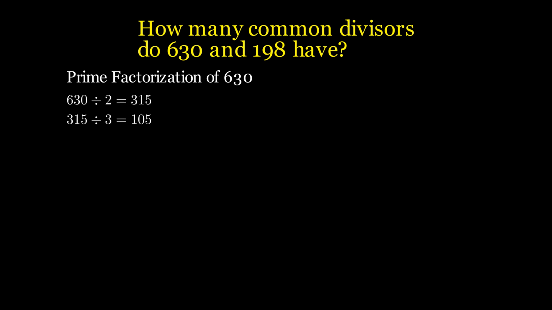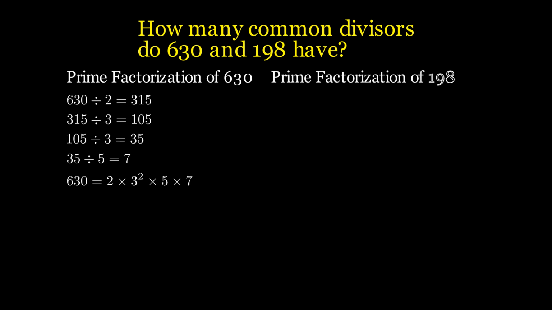Dividing gives 105. 105 is again divisible by 3. Dividing gives 35. 35 is divisible by 5. Dividing gives 7. Finally, we can write 630 as 2 times 3 squared times 5 times 7.